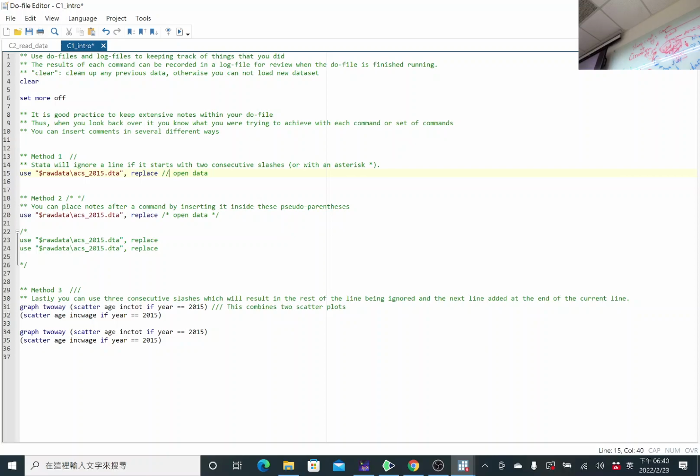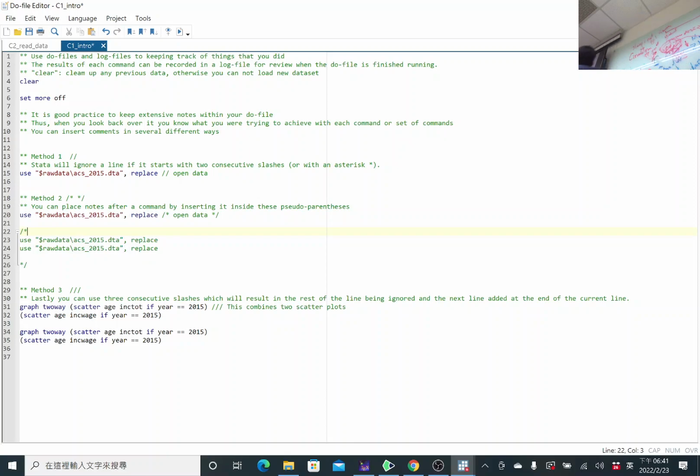Another method is slash plus star, or star slash. This is especially useful when you want to mark an area you don't want to implement, or you put some very long notes. You can do this slash star within this area, this section. Stata will know this is a note, or this is the area you don't want to implement. If you want to implement that command, you can just eliminate the star, and Stata will implement it. So that's method 2.